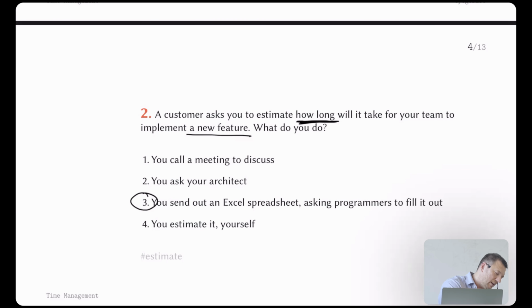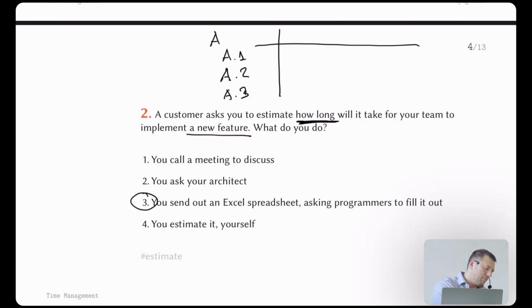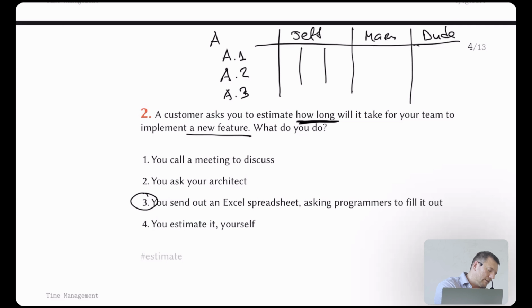Let's name the feature A. So the feature A will have A1, A2, A3, 3 elements which we need to estimate. Then I draw this picture. I say, I have, let's say, 3 programmers: Jeff, Mary, and, I don't know, some dude. So I draw them like this. And I say, give me 3-point estimates.